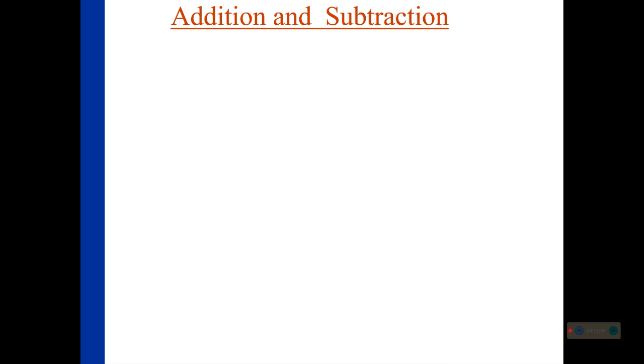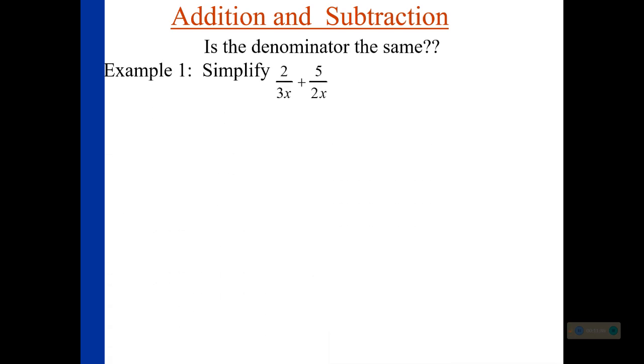Okay, so let us have this question. Is the denominator the same? Okay, we have here 2 over 3x plus 5 over 2x. Okay, you're right. So they have different denominators. So that's why you are going to find the LCD. Okay, so what do you think is the LCD of these two fractions? Correct. The LCD is 6x.